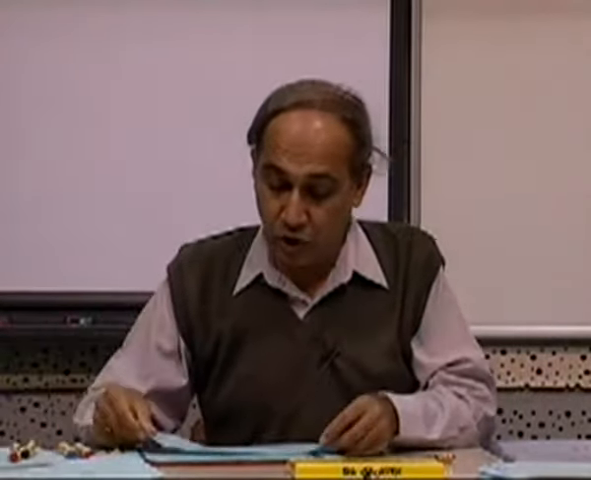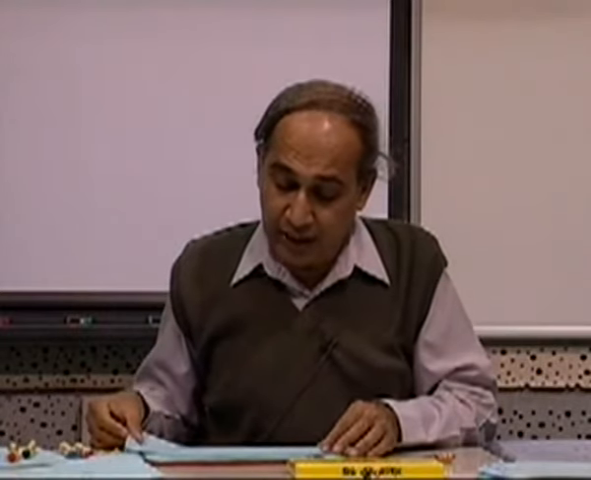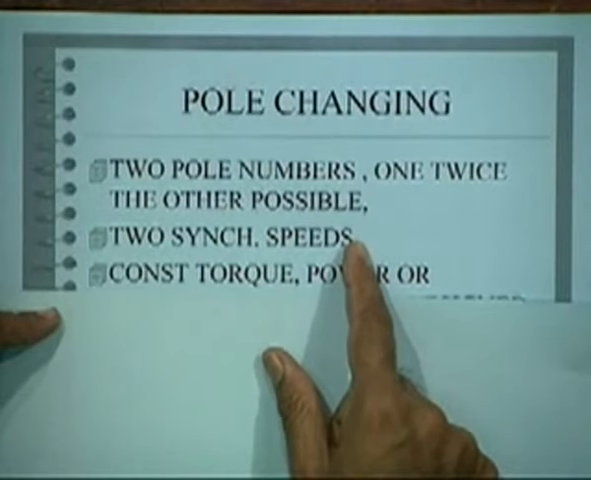This is one of the methods. We will see how it works a little later. So pole changing is with two pole numbers, one will be twice the other. So you have 2-pole, 4-pole, 4-pole, 8-pole, 6-pole, 12-pole, like that. That means the synchronous speed of one will be half of the synchronous speed of the other. So wherever you require such an arrangement, there are several applications where you can use two poles. Okay, so it is not a continuous arrangement. It has two synchronous speeds, right?